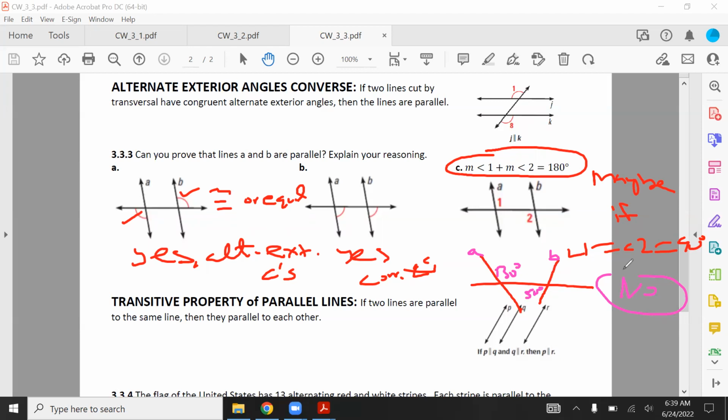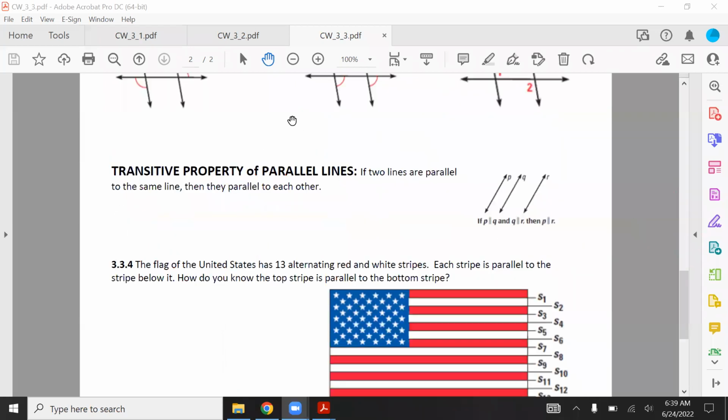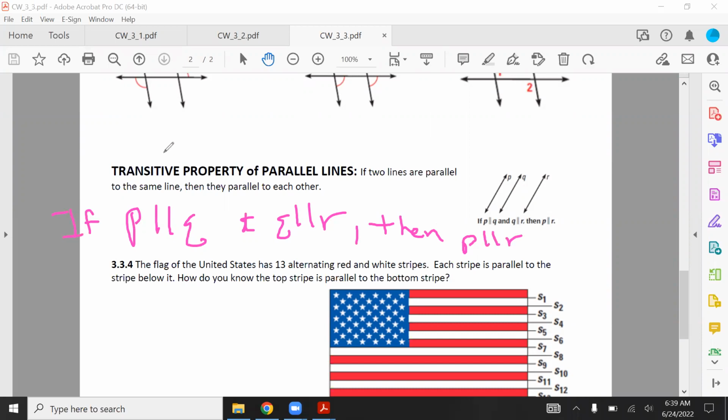Let's talk about the transitive property of parallel lines. The transitive property of parallel lines just states that if P and Q are parallel and Q and R are parallel, and obviously they're going to be coplanar anyway, then P and R are parallel. Just like we said with equality: if P equals Q and Q equals R, then P equals R, right? Same thing. So there you go with that one.